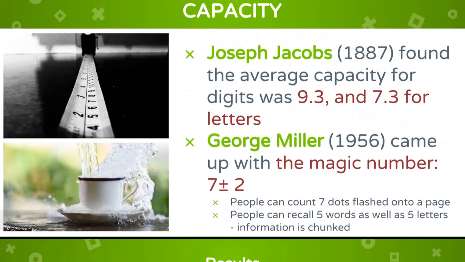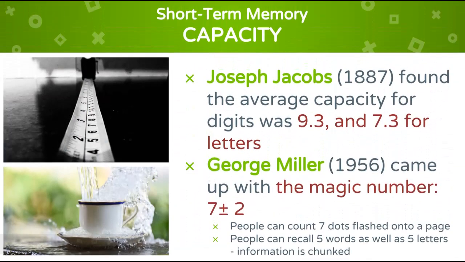The capacity of short-term memory is 7 plus or minus 2 items, in other words, between 9 and 5 pieces of information. We know this because of a study by George Miller. Miller reviewed psychological research and concluded that the capacity of short-term memory is about 7 items, sometimes a little more or sometimes a little less. He also found you can remember 5 words as well as you can remember 5 letters. This is because we remember things in chunks.